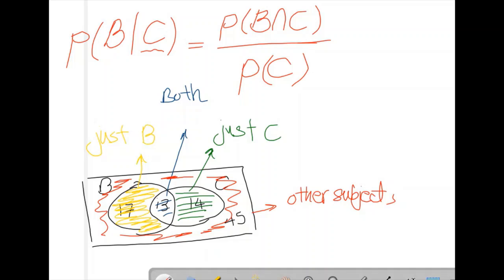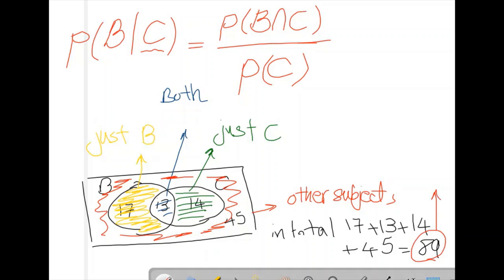So in total we have 70 plus 30 plus 40 plus 45 students. It means 185 students.